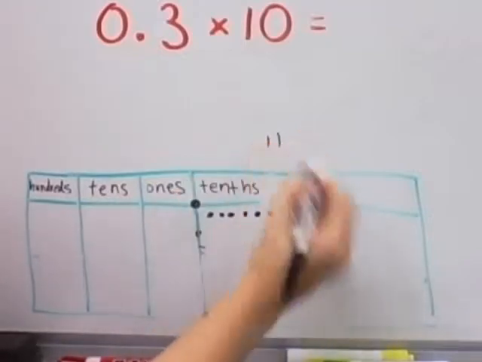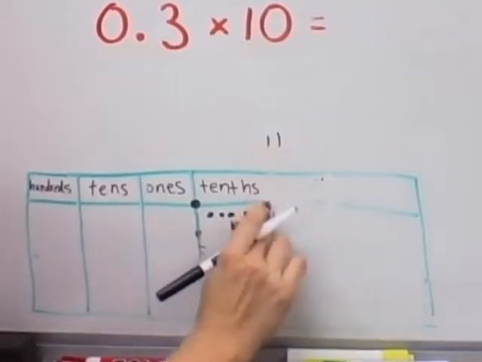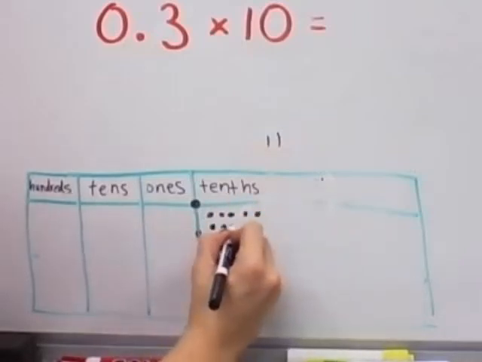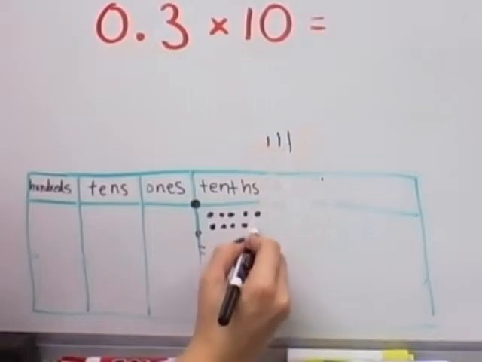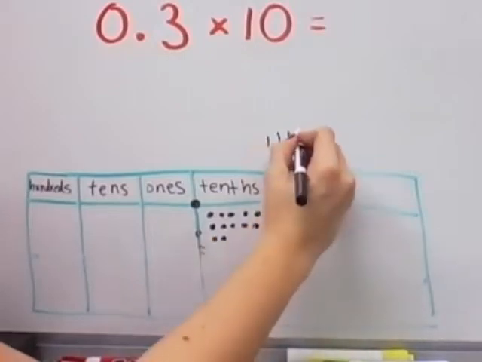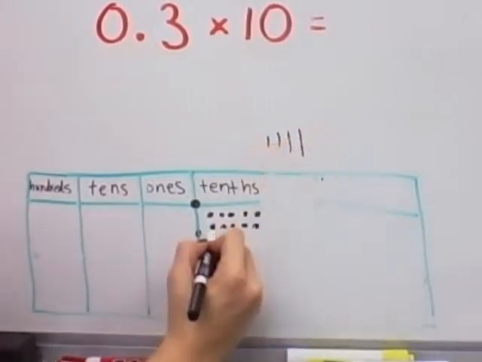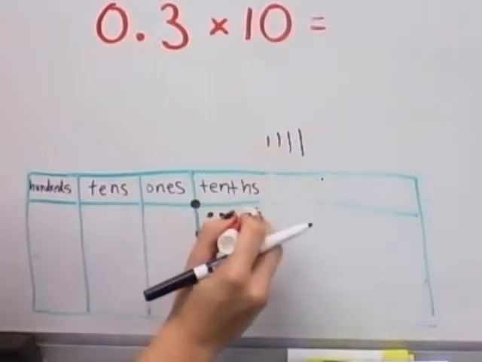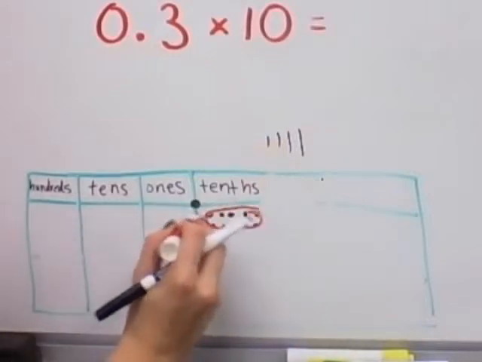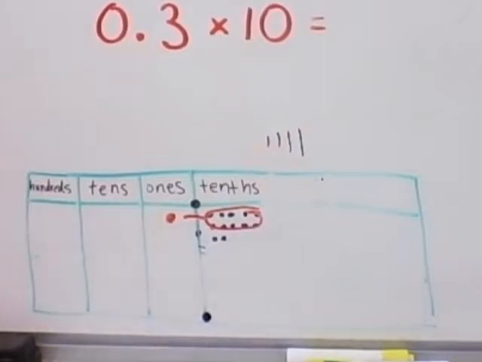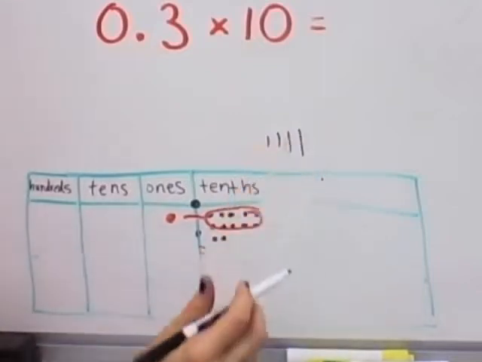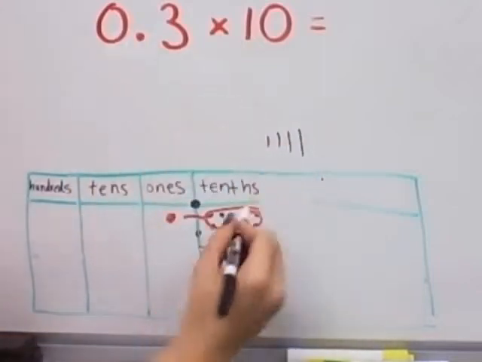1, 2, 3 times 2. I'm going to do this way so I can group. 1, 2, 3 times 3. 1, 2, 3 times 4. And now right here I have a group of 10 tenths. This right here regroups to 1. So I was up to 3 tenths times 4.